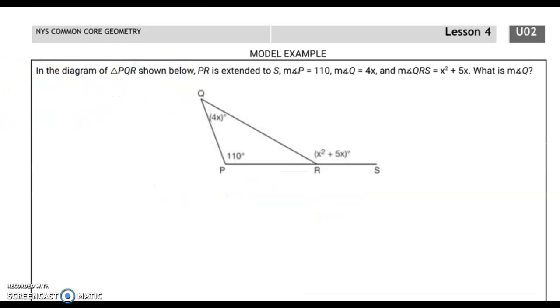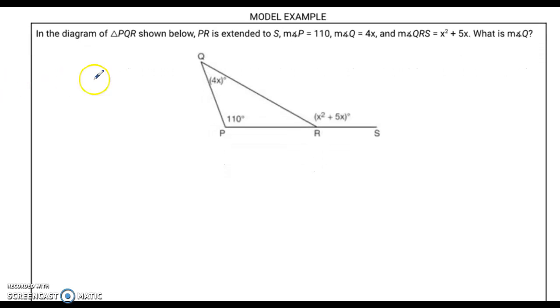Let's take a look at the model example to try to figure out when we would need to use that quadratic formula. It tells us that PR in this problem is extended to S, and the measure of angle P is equal to 110, which is labeled here. The measure of angle Q is 4x, which is labeled here, and the measure of angle QRS is x squared plus 5x. So you should already get some idea that we're going to take this x squared and put it into an equation, thereby making the equation a quadratic. What is the measure of angle Q? That's the main question, and we're going to try to figure out x first and then substitute it in there.